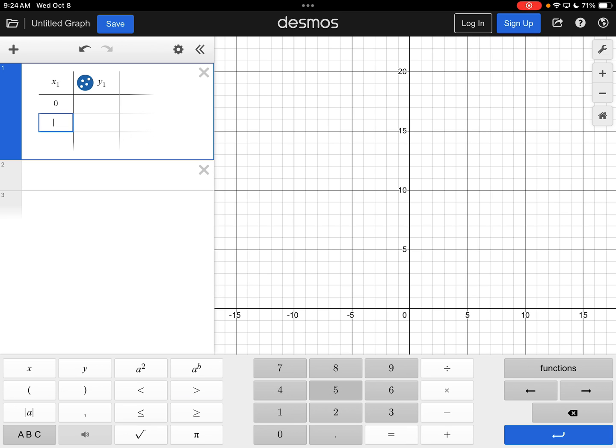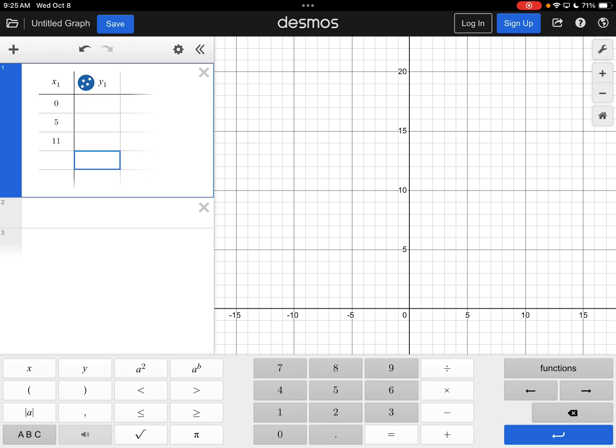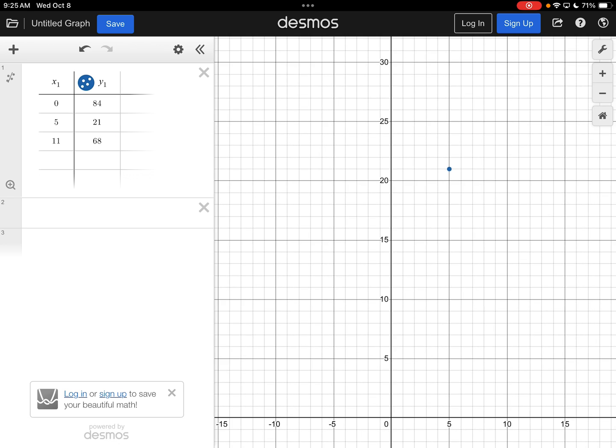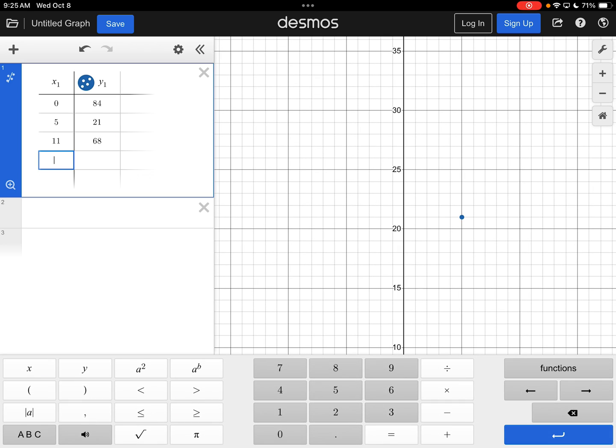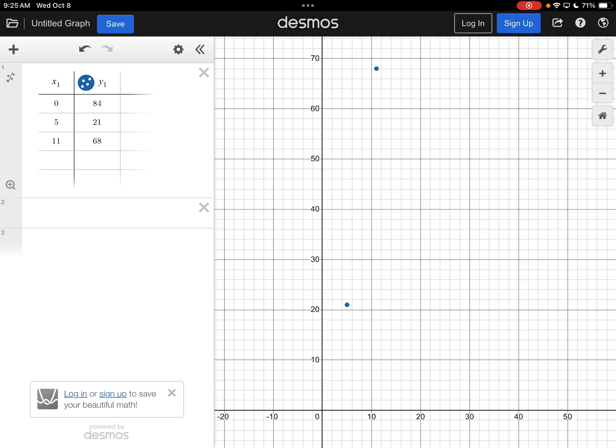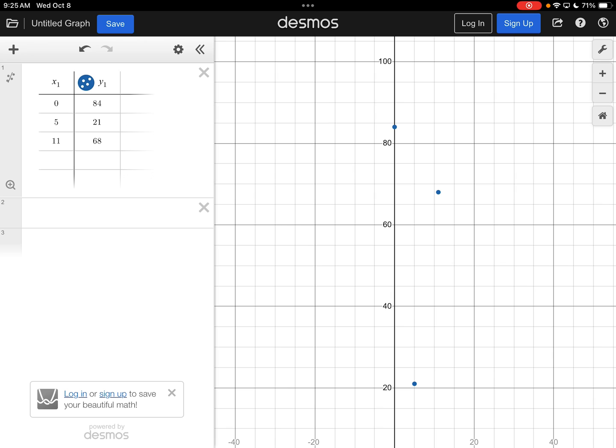I'm assuming T is time. Time is always on the x-axis. I don't see a red dot. I think it's just graphing it in the window. That's the only point you can see in the window that you're in right now. If you zoomed out, those are the 3 points. All right, how do we get a quadratic?